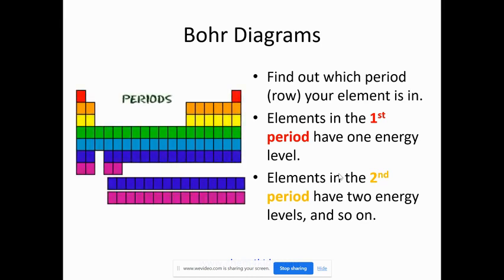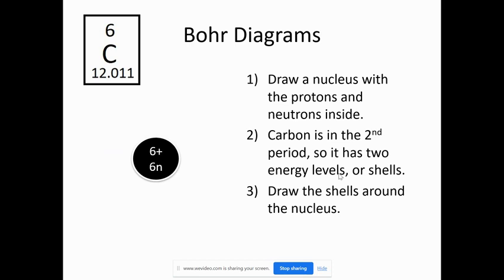All right. The second thing that you can do is you can go and look at the periodic table. In each row that you see there, like the red, the orange, the yellow, the green, light blue, dark blue, those are all periods. So you're going to count how many periods or how many rows you go down to figure out how many energy levels you have. If you look, carbon is in the second period, so that means it's going to have two energy levels.